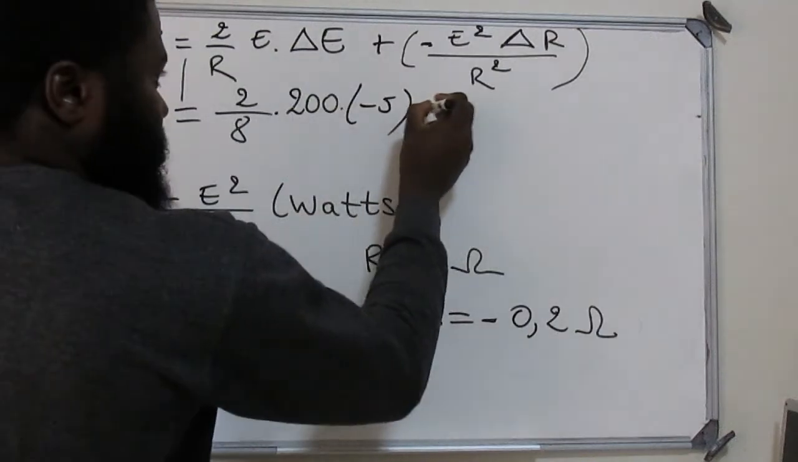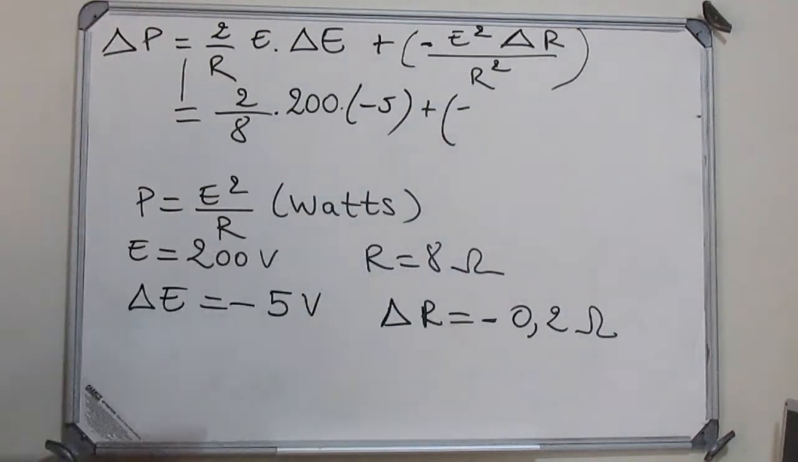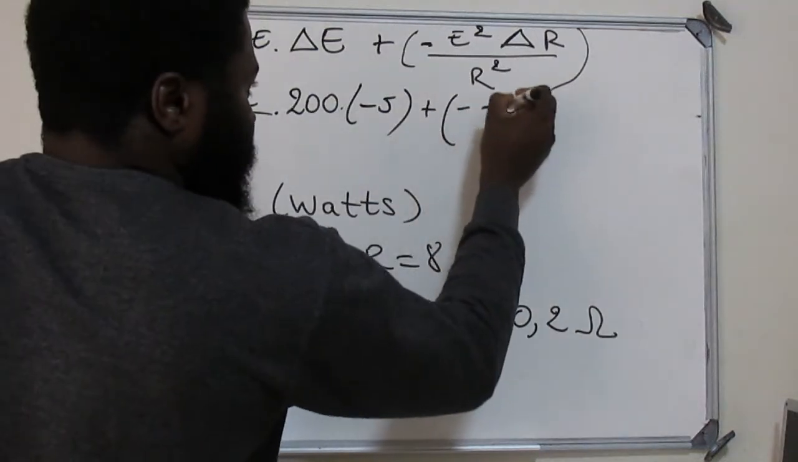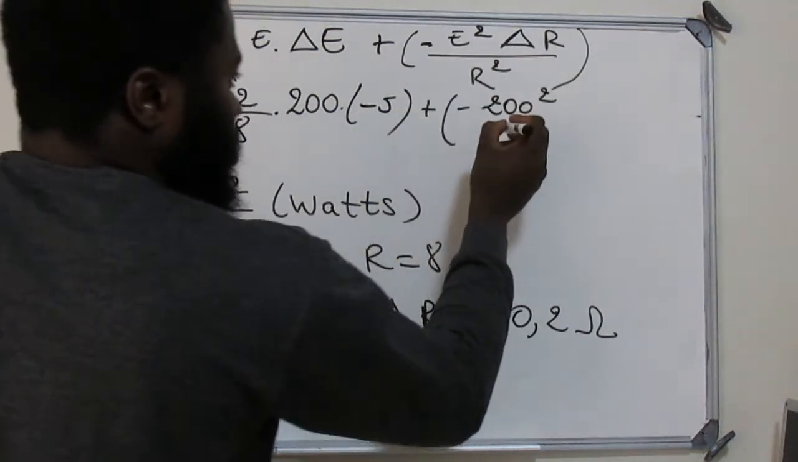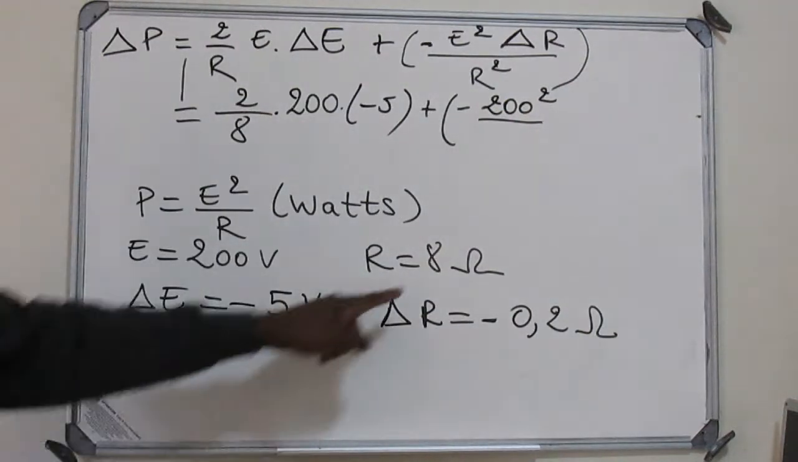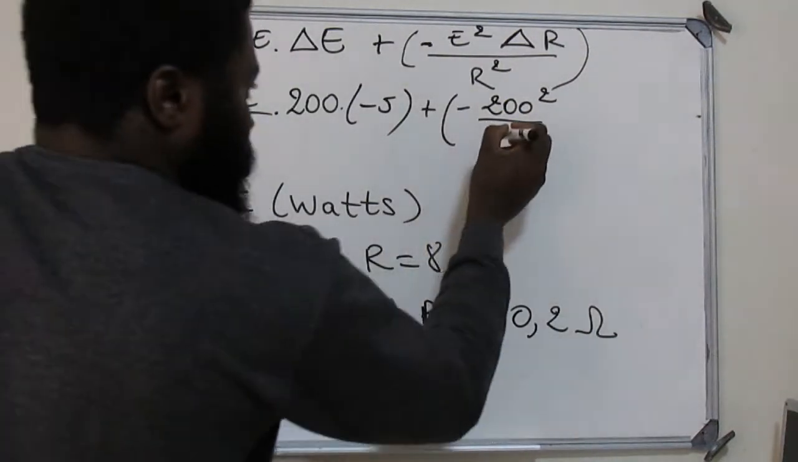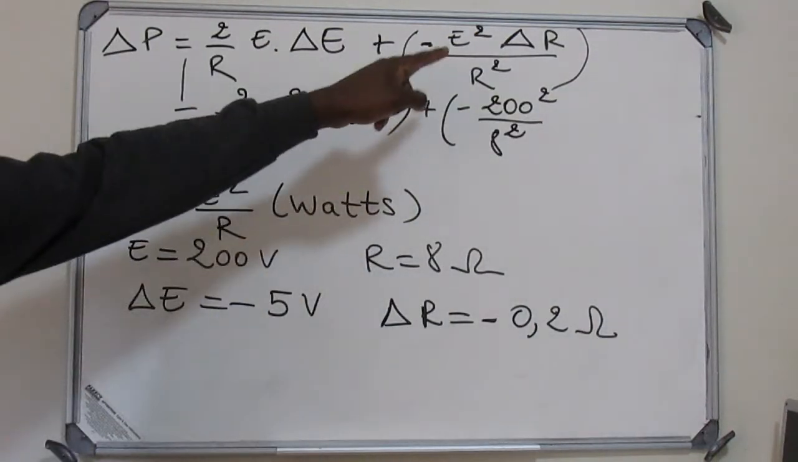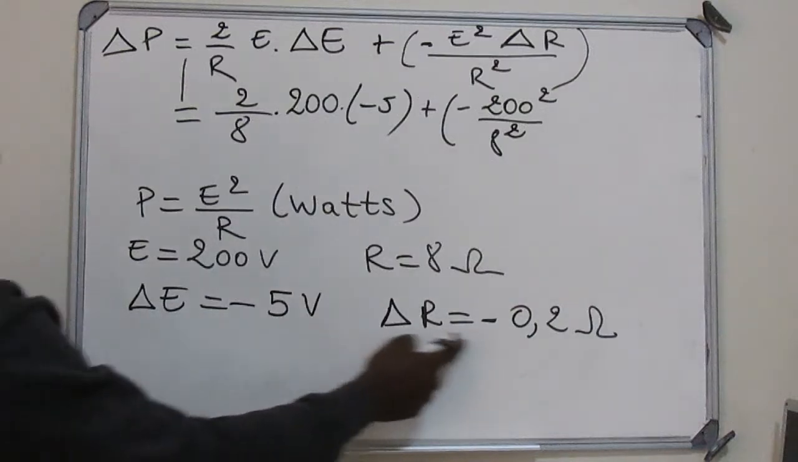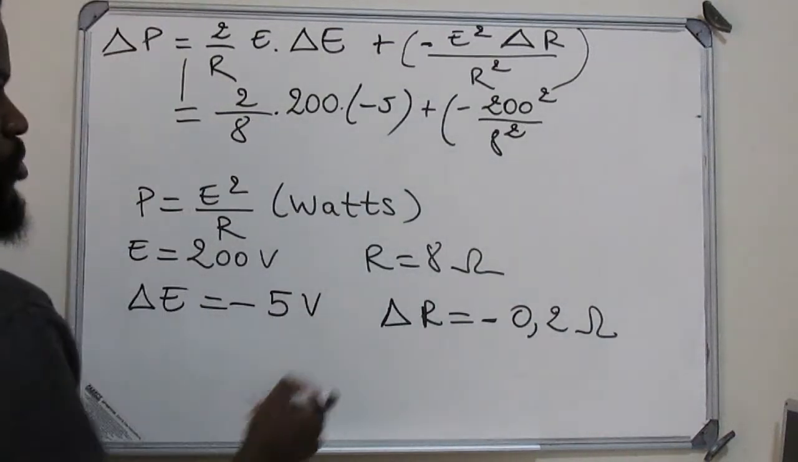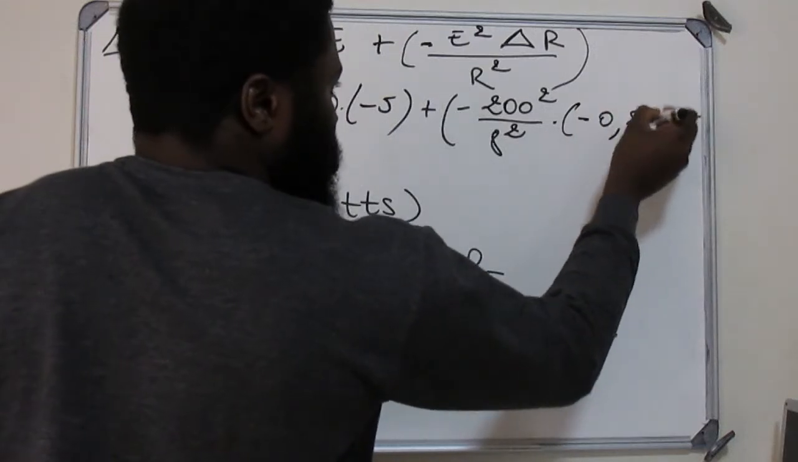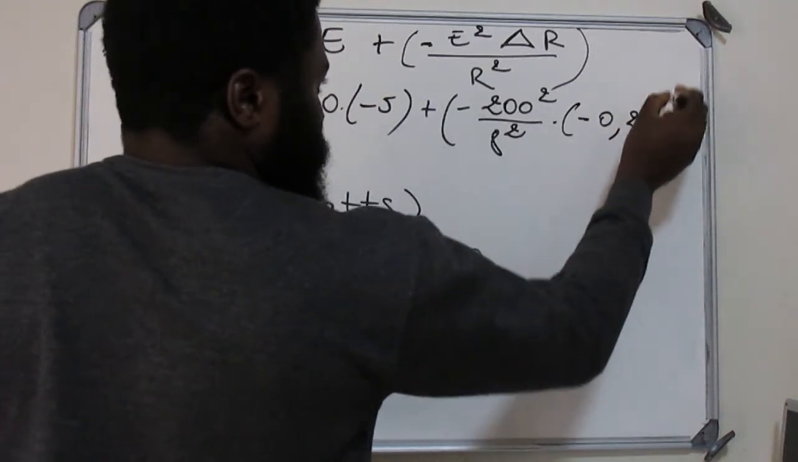You go there plus, minus E, which is 200 volts, so it's going to be 200 volts squared over R squared. R squared is 8 ohms, so you're going to have 8 ohms squared there. Then the rate of change in R. The rate in R decreases by 0.2 ohms, so you multiply there by negative 0.2 ohms.